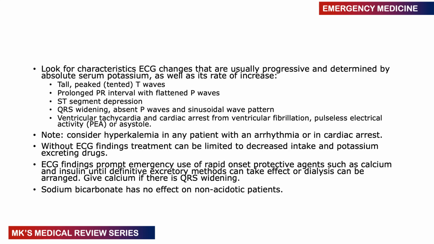You may see a prolonged PR interval with flattening of the P wave. You may see ST segment depression. You may see QRS complex widening. You may see absent P waves. You may see a sinusoidal pattern. You may see ventricular tachycardia. Sometimes it may go into a cardiac arrest from ventricular fibrillation. Sometimes it may present with pulseless electrical activity or asystole.